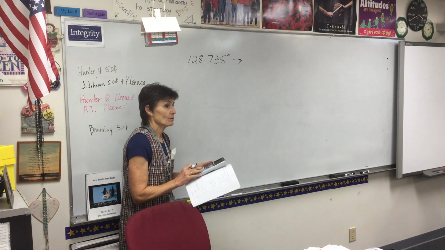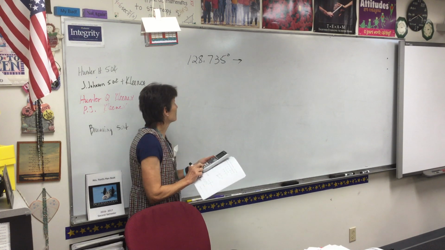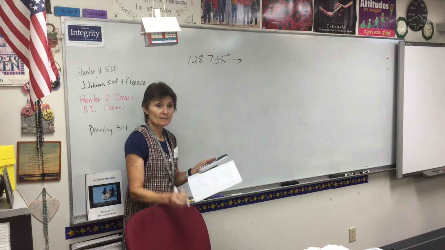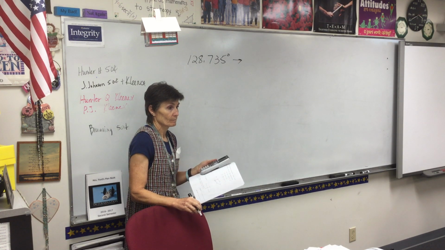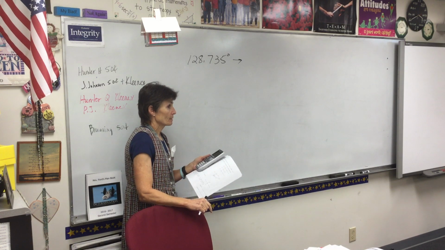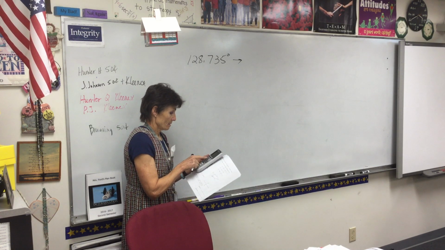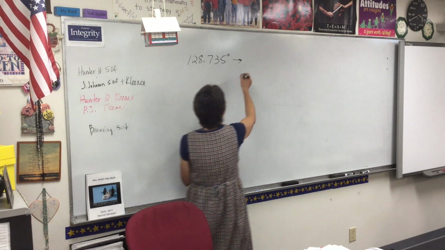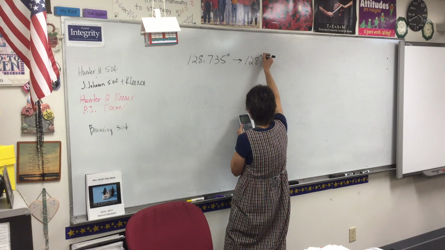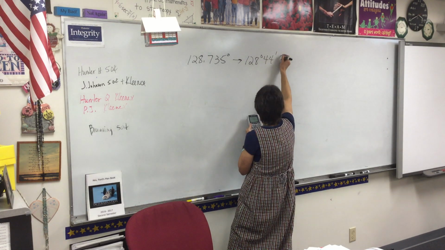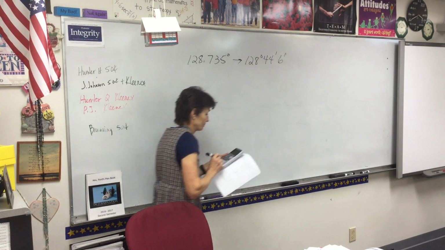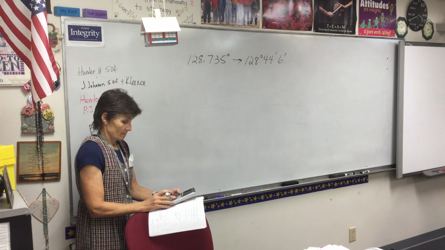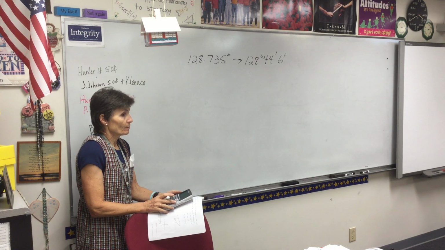So for this one, to get degrees, minutes, seconds, do you remember what you do? We type in the decimal. Just type it in. And then what? Second apps down to DMS. And I hope you got 128 degrees, 44 minutes, and 6 seconds. Okay.